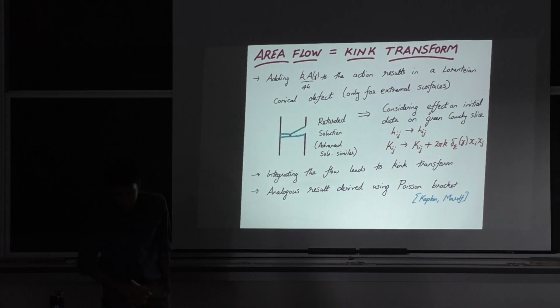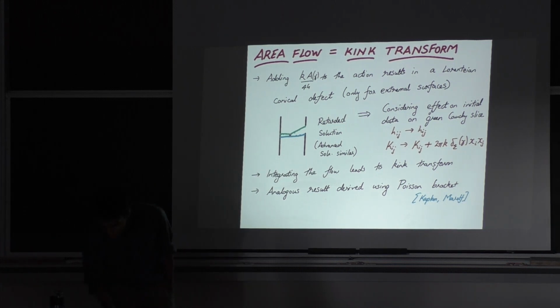It turns out that adding this area operator just creates a conical defect at the extremal surface. A picture for the retarded solution is the following. You keep the solution the same in the past, then you hit this conical defect. When you go from a Cauchy slice in the past, there's a kink that gets added onto the Cauchy slice in the future. So the extrinsic curvature is shifted by a delta function.